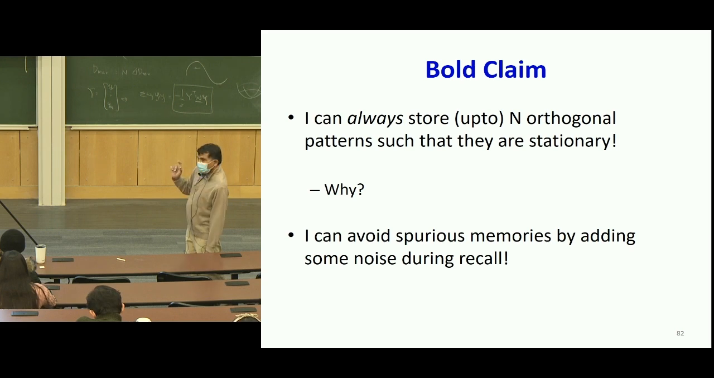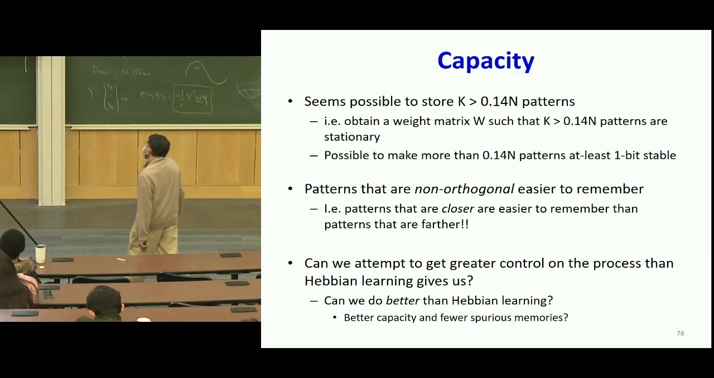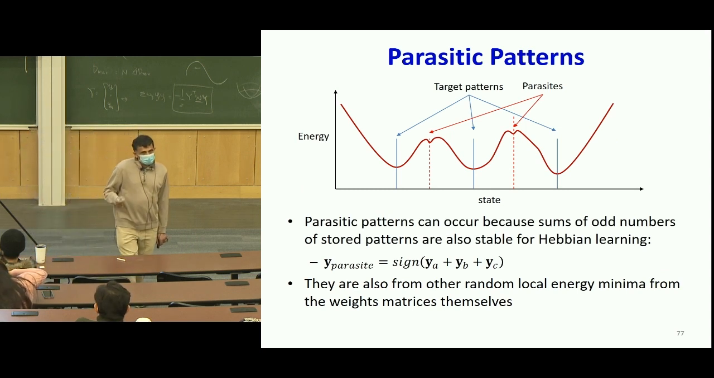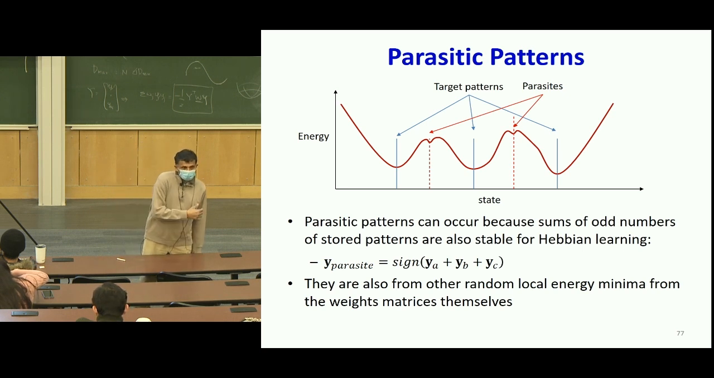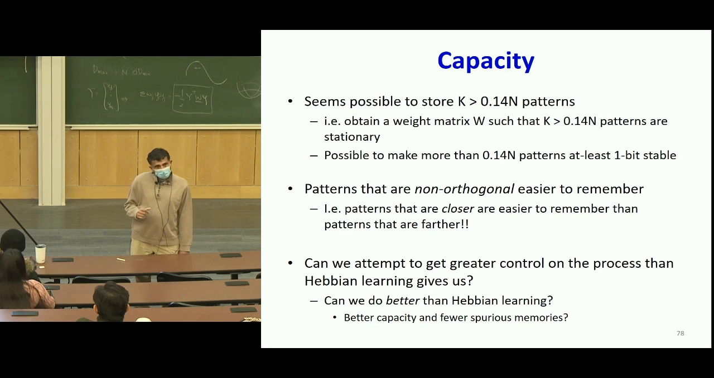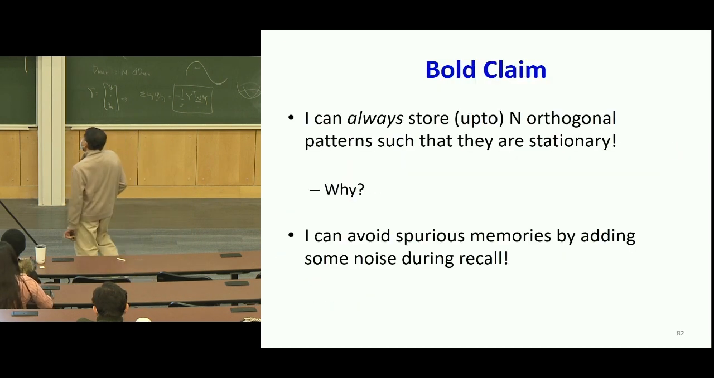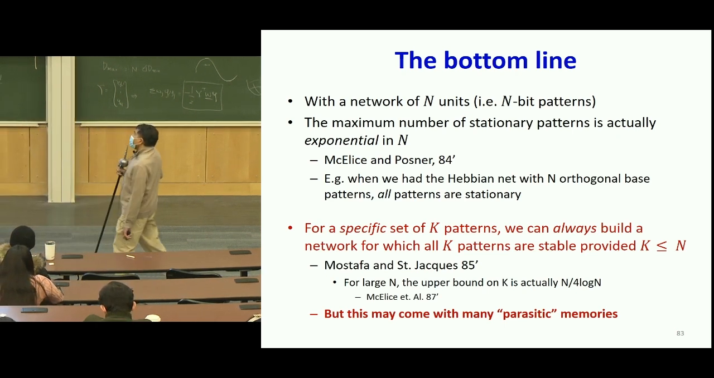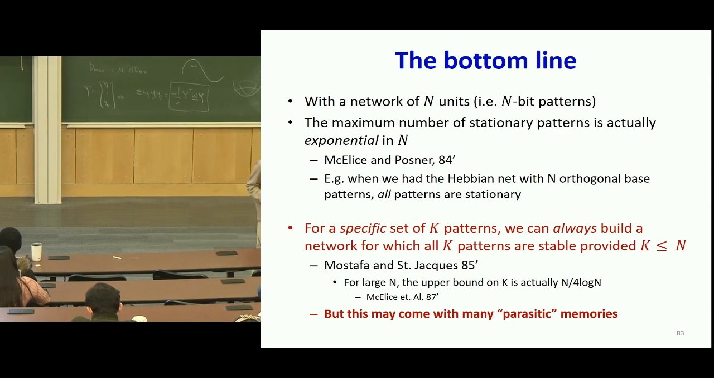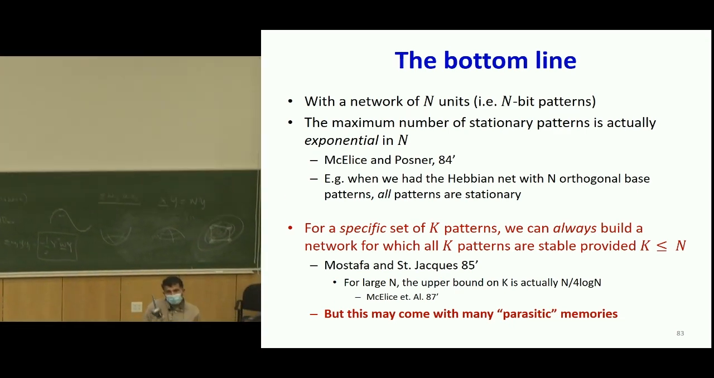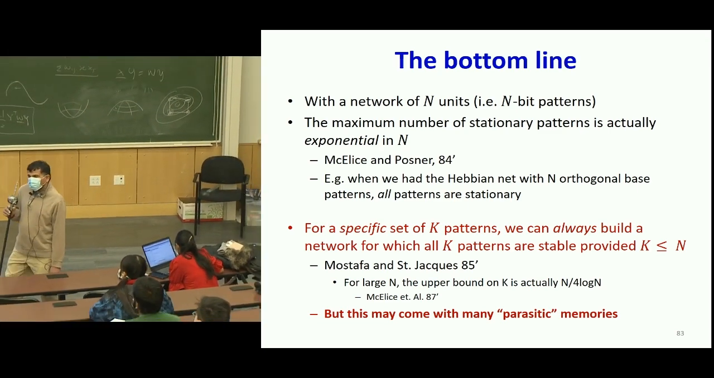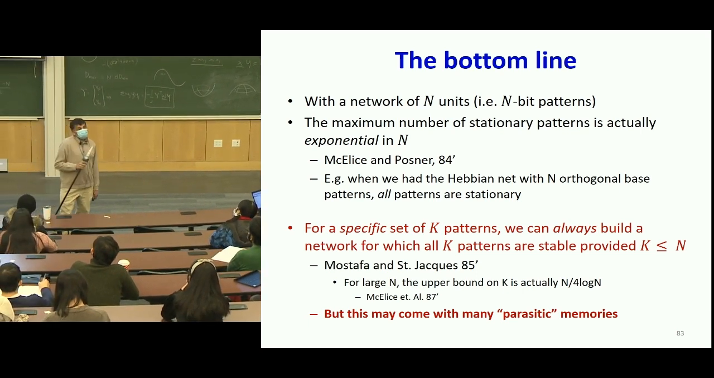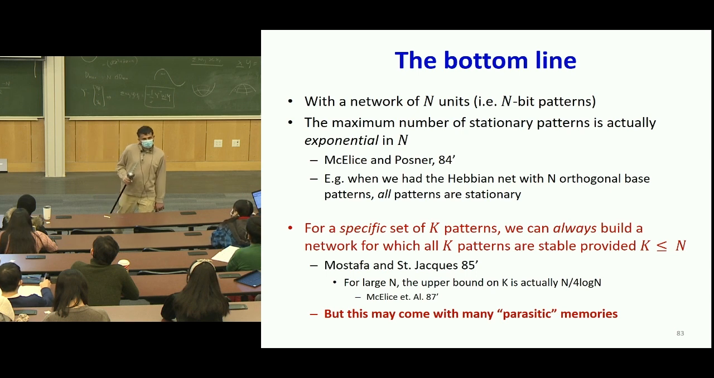And so the other thing is you get spurious memories because of these local minima, right? One of the simple ways of escaping local minima, whenever it recalls some memory, you add some noise, you let it evolve, and you can add noise to eliminate spurious memories. But the bottom line here is that with a network of n units, the actual number of stationary patterns you can store is exponential in n. It's not just n. The real problem is just because a pattern is stationary doesn't mean it's a pattern you want to remember, right?